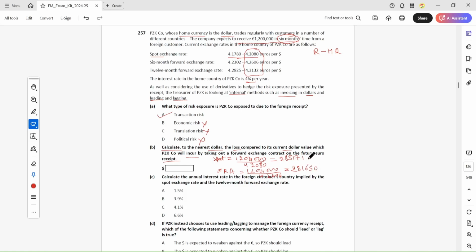Okay, so by using the forward rate we are receiving less. So by using the forward rate we are receiving less. So how much is the loss? The loss is the difference, which is 3521. 3521 is the loss. Okay.